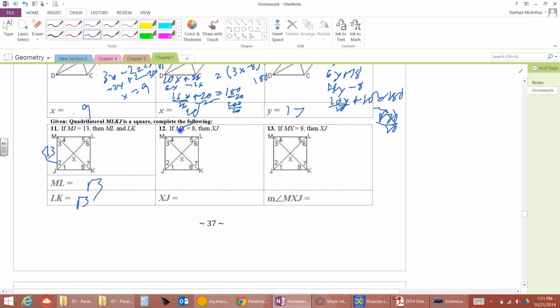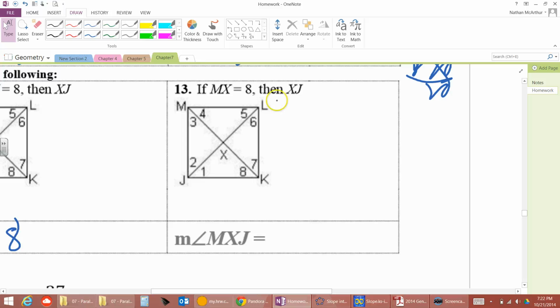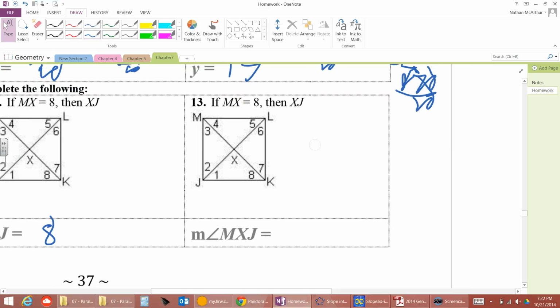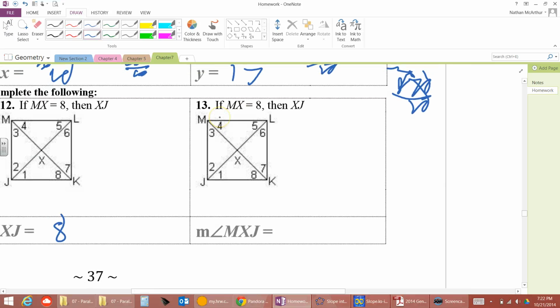MX is 8. If MX is 8, then how big is XJ? All the diagonals are congruent. Okay, and since they're congruent, we know that XJ is also 8. Because 8 here, 8 here, 8 here, and 8 here, they're all 8s all the way around. Then we have MX equals 8, then XJ equals what? It's a repeat. It's the exact same question over here. Perfect. So, easy question.